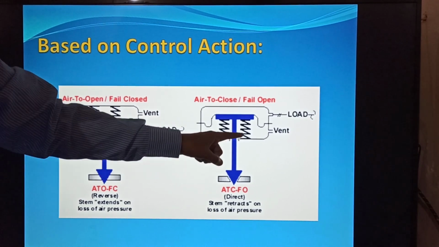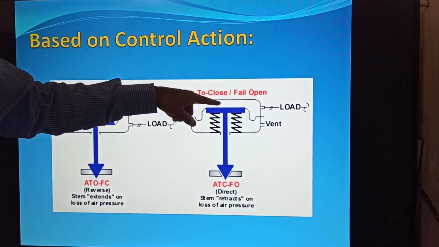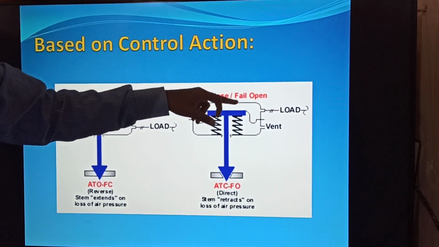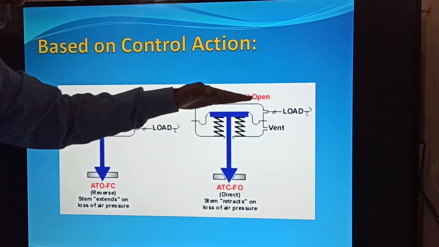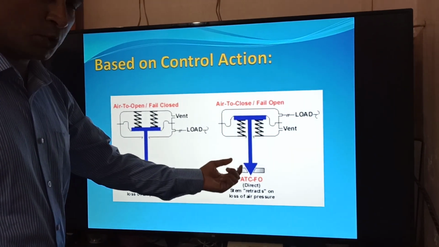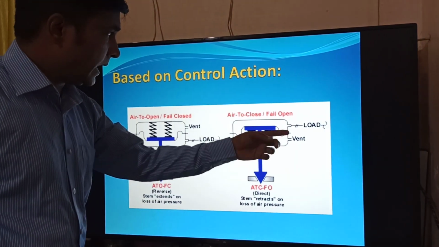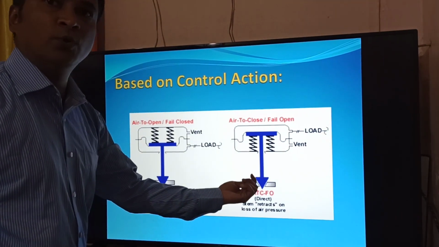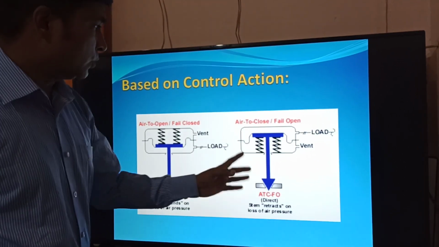In the second diagram, the load, that is air, is introduced in the top section and the vent is provided in the bottom section. When air is supplied from the top section, the diaphragm will move in the downward direction. So the downward movement will cause this plug to block the opening for the flow. Therefore, as the air is introduced, the plug will be closed and flow will be stopped. Therefore, it is called an air to close type control valve.